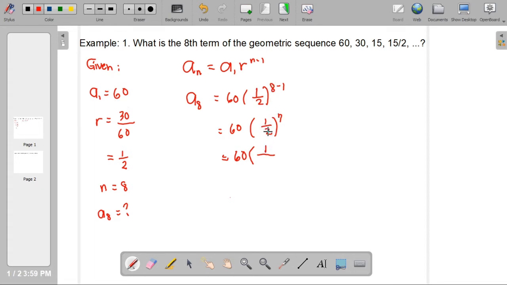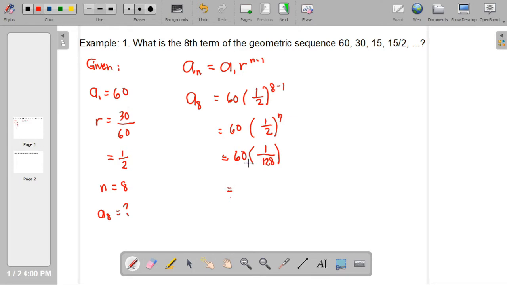What about 2? So you multiply 2 to itself 7 times. So 2 times 2, that is 4. Then times 2, 8. Times 2, that's 16. Times 2, that's 32. Times 2, that is 64. Times 2, that is 128. So it should be 128.